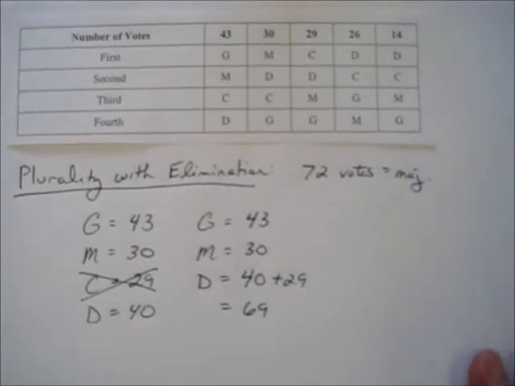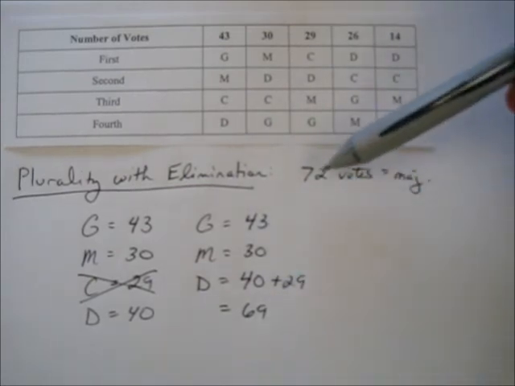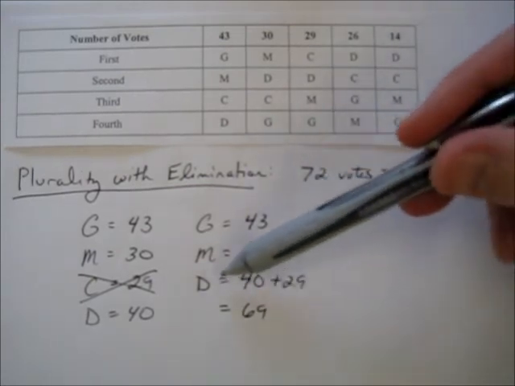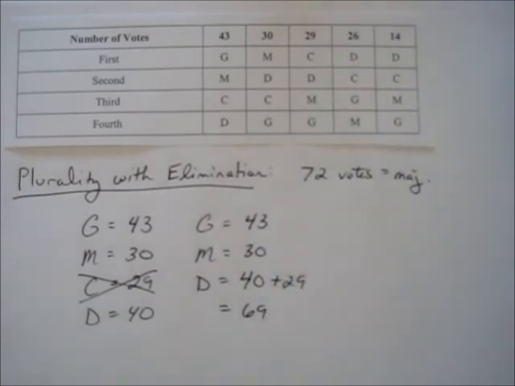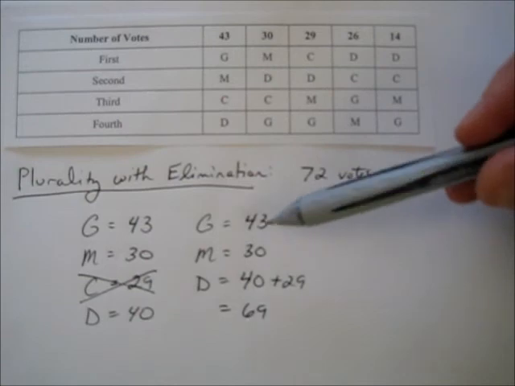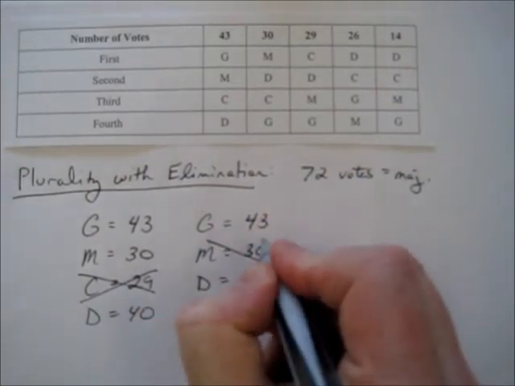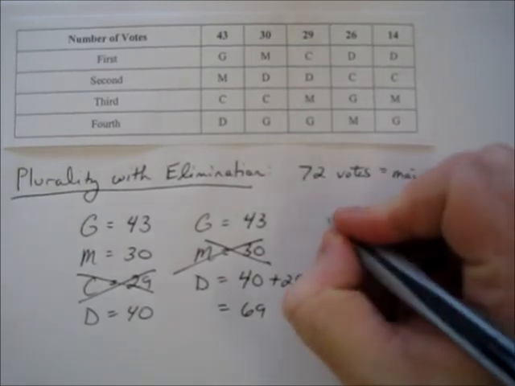And so we look at, again, does anybody have a majority at this point? 72 votes make a majority. Dell is close, but they still don't have a majority. So we go one more round. We get rid of the lowest vote getter again. So we're comparing 43, 30, and 69. 30 is the lowest, so Mac is now out.